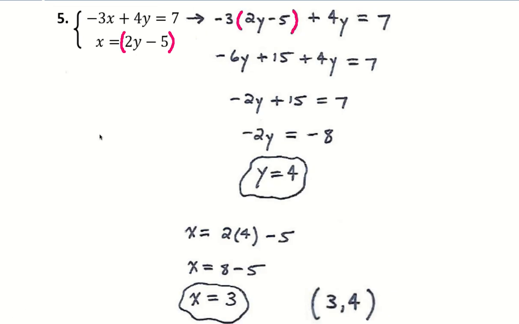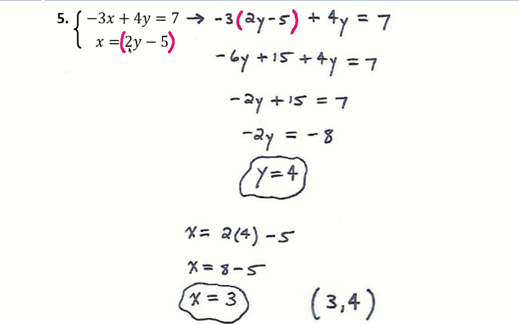In number 5, when I noticed that the second equation was telling you what x equals, that's a big red flag. I don't know if that's the right term. That's a big indicator. It's a pretty good indication that what you probably want to do is substitution. I chose substitution. You didn't have to choose substitution.